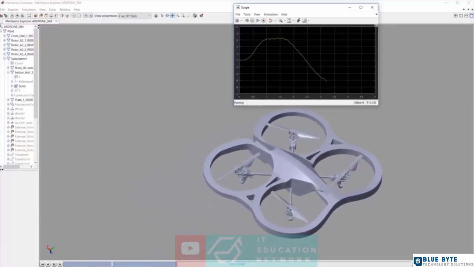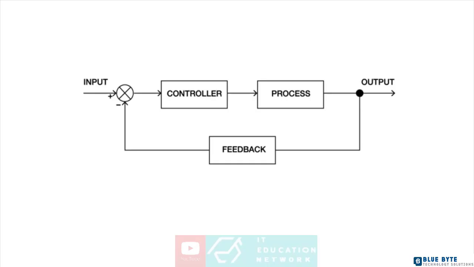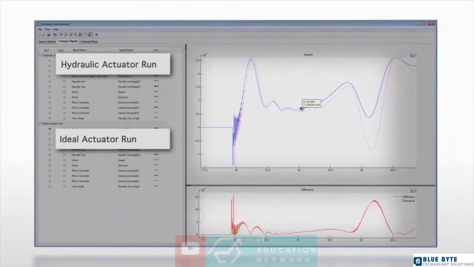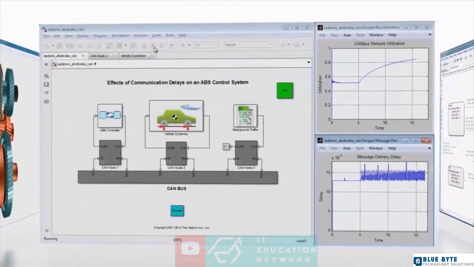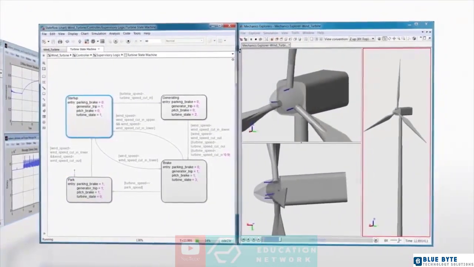Simulink is integrated with MATLAB, enabling you to incorporate MATLAB algorithms into models and export simulation results to MATLAB for future analysis.